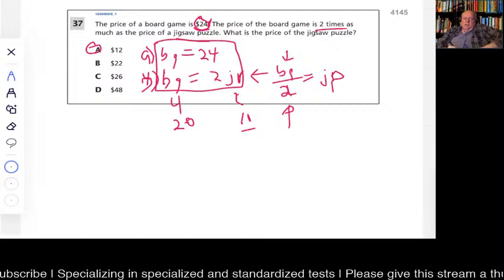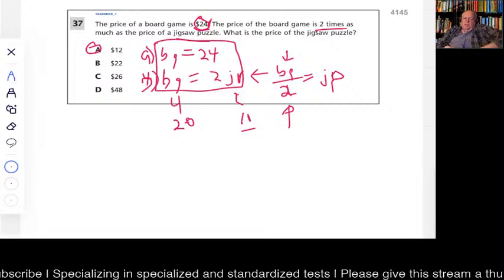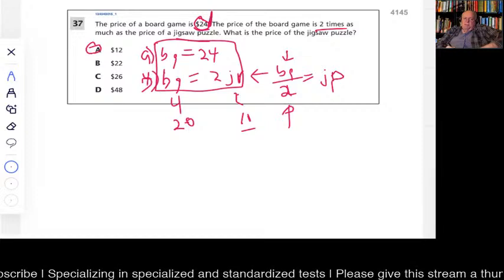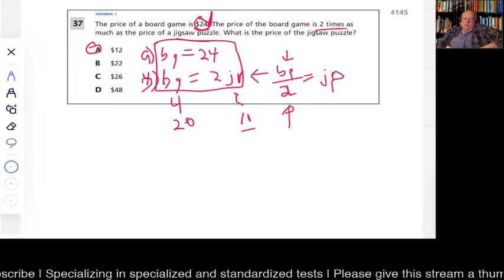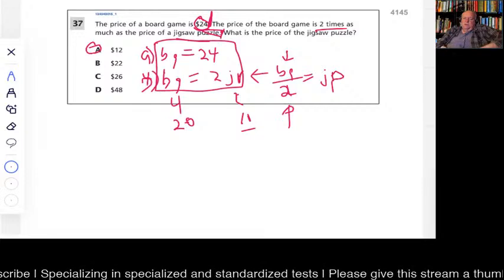So what you need to do is think through the questions you're being given and rip it apart a sentence at a time. Read up to here, make sense of it. Read up to here, make sense of it. And then finally answer the question, okay?